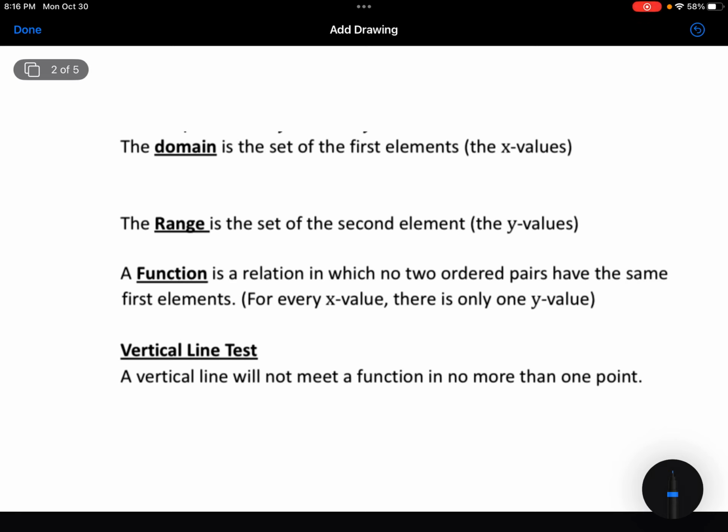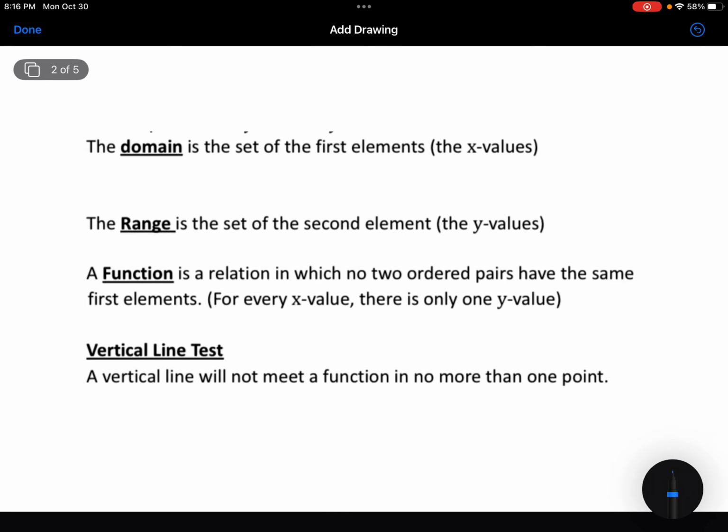and it's going to be independent variables. Now a function is a relation in which no two ordered pairs can have the same element, or the same first element, excuse me. So that means for every x value, there's only one y value. Now, all of the x values could have the same y value, but multiple y values can't have the same x value.